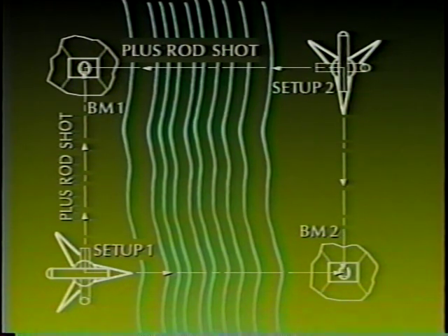In our example, the level is set up at point number one. A backsight is taken on the rod placed on BM number one. A foresight is then taken on the rod placed on BM two. The difference in elevation between BM number one and BM number two is determined by differential leveling. It is customary to take several backsight and foresight readings at setup number one and average the shots. It is also recommended to use two rods, one at BM number one and one at BM number two, to eliminate any delay in moving a single rod.